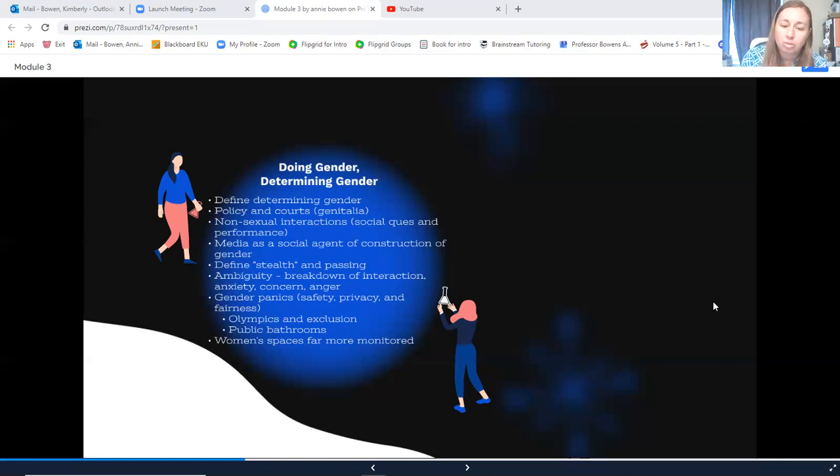We're talking about media as a social agent of construction of gender. Okay, so we talked a little bit about this in the last one, but media constructs exactly how and who we determine what feminine looks like, what masculine looks like, how it might change, right? And we also determine what roles these individuals have and how they should act, right?